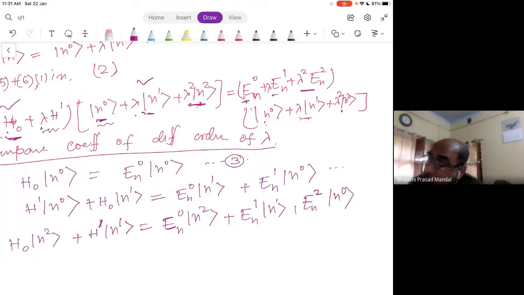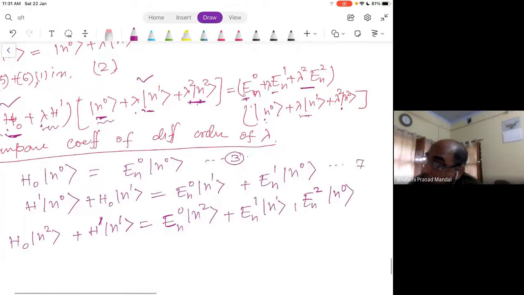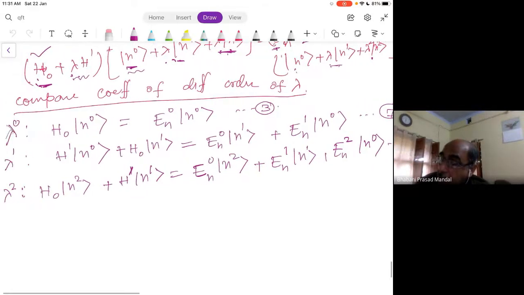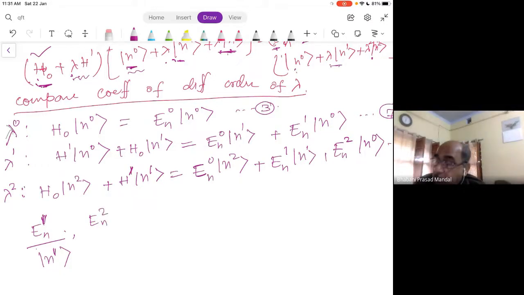Let me write how many equations I have written. Six, so seven, this is seven, this is eight. The first equation we already have, by the assumption that we had the solution of this. We will start with the second equation, because keep in mind what we have to find. We have to find EN1, the first order correction to the energy of the nth level. We have to find N1, the first order correction to the nth state. And also we'll find EN2, the second order correction to the energy level.